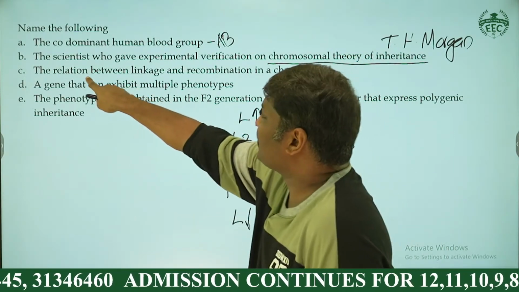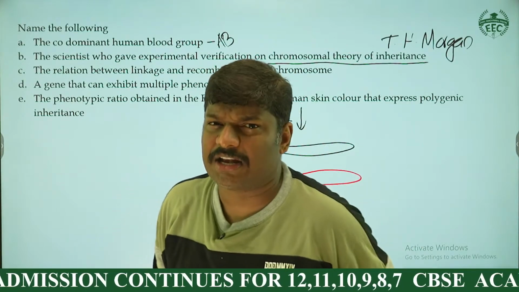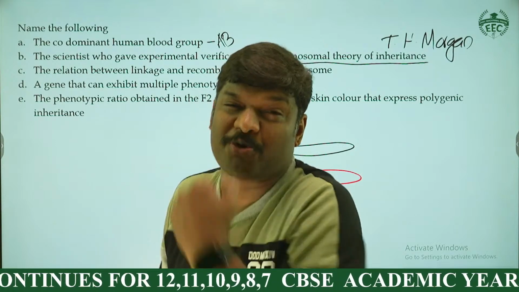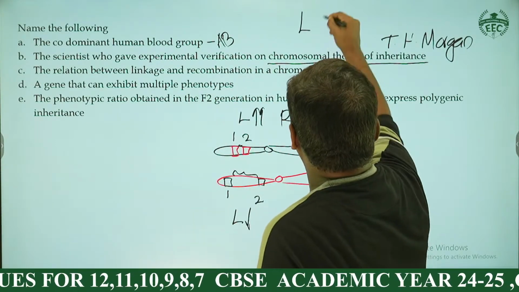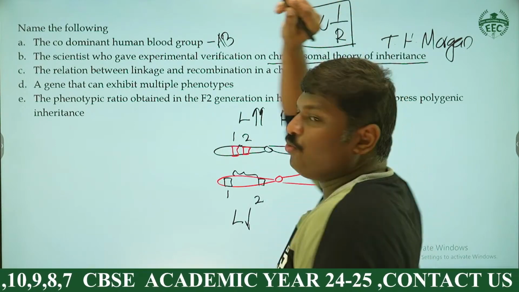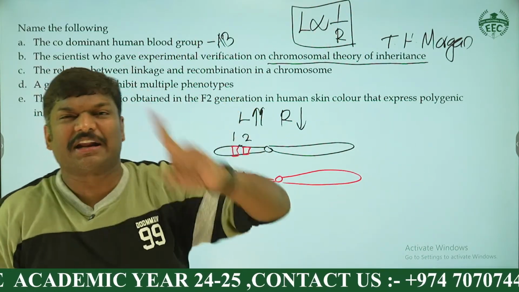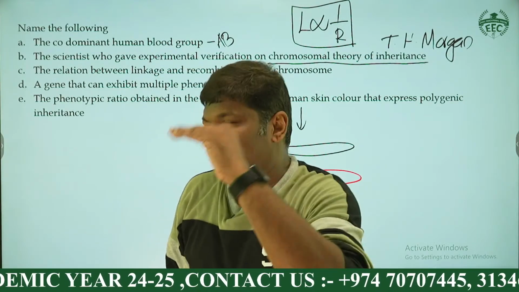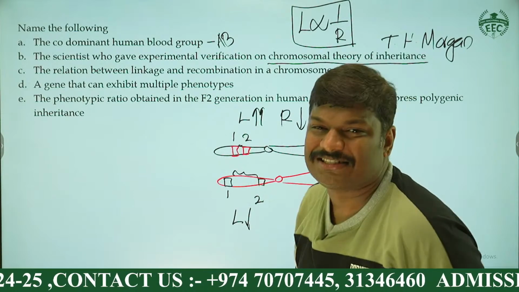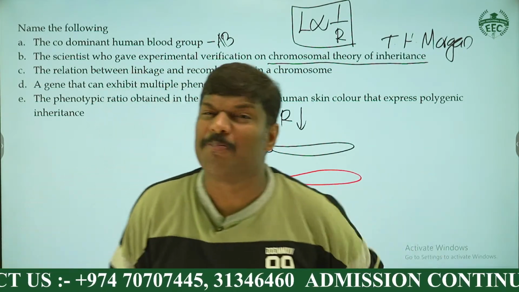So what is the question? The relation between linkage and recombination. Is it directly proportional? No, it is inversely proportional. How can you represent it? L is inversely proportional to R. So linkage is inversely proportional to recombination. More the linkage, less the recombination. In the first case, more linkage, so less recombination. In the second, less linkage, so more recombination.